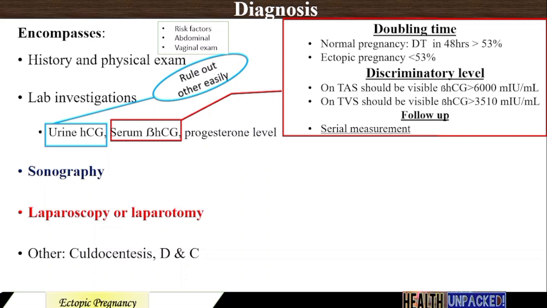It is also used for serial management, to see whether the amount of HCG is declining, static, or increasing. So it is used for follow-up. Okay, the other is progesterone level. Progesterone level is not a good method to diagnose, but it will assist.